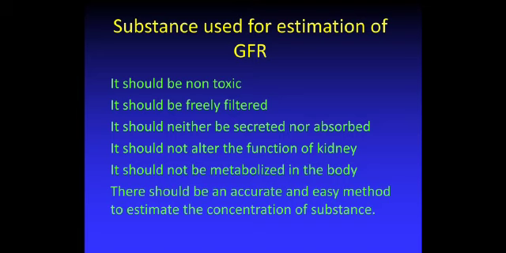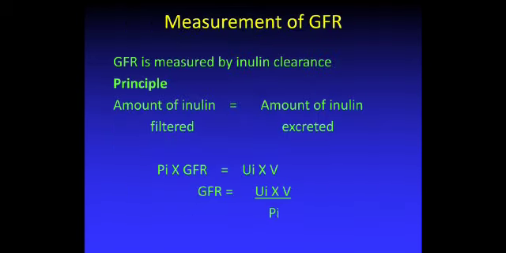The amount of inulin filtered is equal to the amount of inulin excreted. So GFR is equal to U into V by P. GFR is measured by inulin: the amount filtered is equal to the amount excreted, so plasma inulin into GFR is equal to urine inulin into the volume. So GFR is equal to U into V by P.